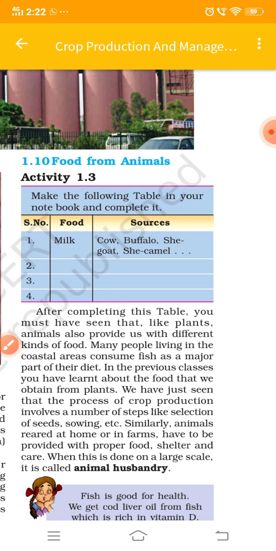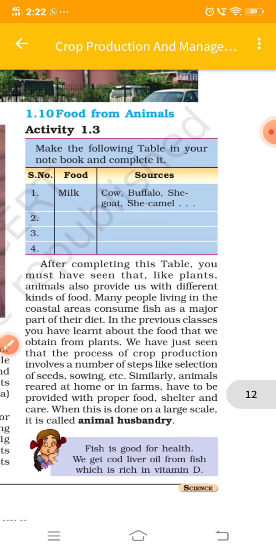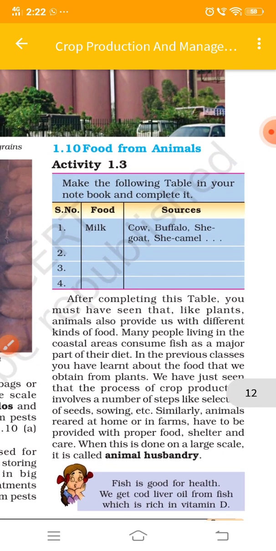In previous classes, you have learned about the food that we obtain from plants. We just have seen that the process of crop production involves a number of steps like selection of seeds, sowing, etc. Similarly, animals reared at homes or in farms have to be provided with proper food, shelter, and care, and this is done on a large scale, known as animal husbandry. Now animals are being reared by some people, mostly farmers, so they need to take proper care of animals.